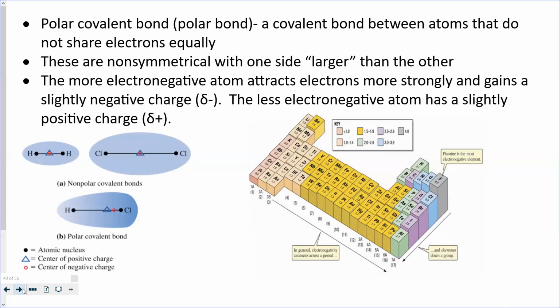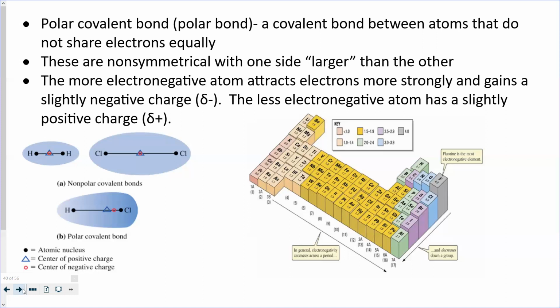However, if you combine a hydrogen and a chlorine, chlorine is towards that top right corner, whereas hydrogen is towards the top left corner. Chlorine is more electronegative than hydrogen, so chlorine is going to kind of hog all of the electrons, ending up with the chlorine side being larger than the hydrogen side. So it's kind of hogging all of those electrons.